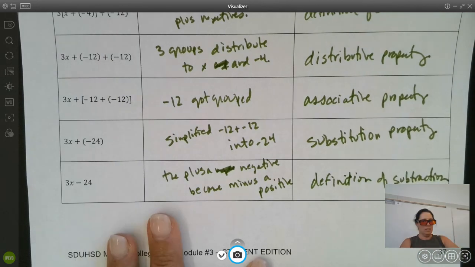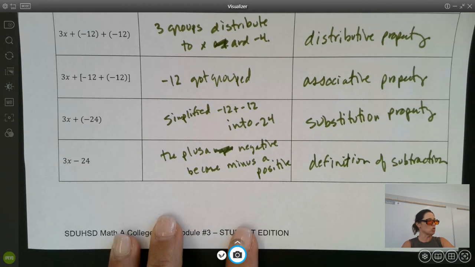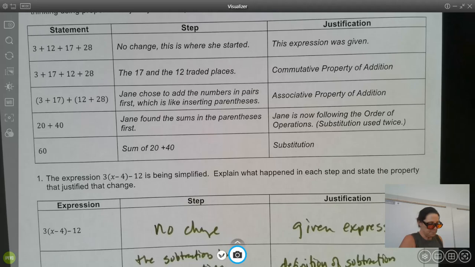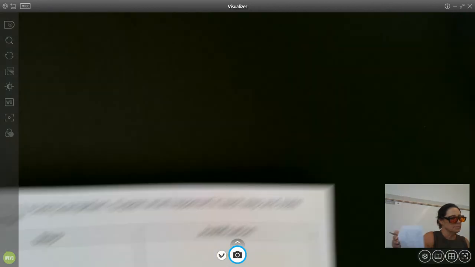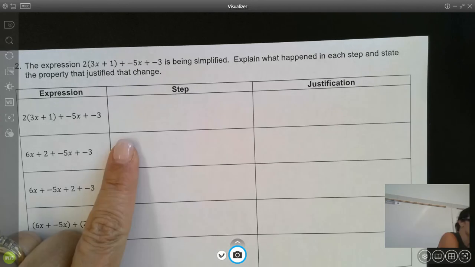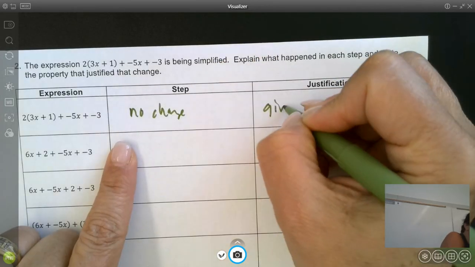All right, those are tough. Kids don't like them. They're tough. We've got two more to try. The first one is always no change, given expression.